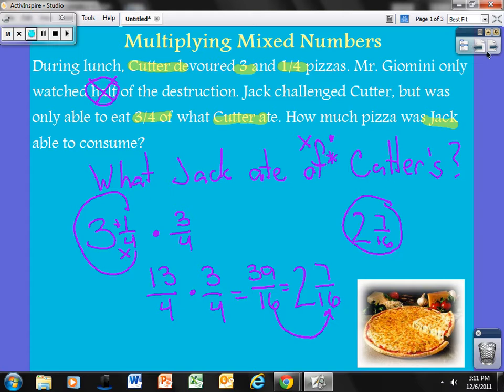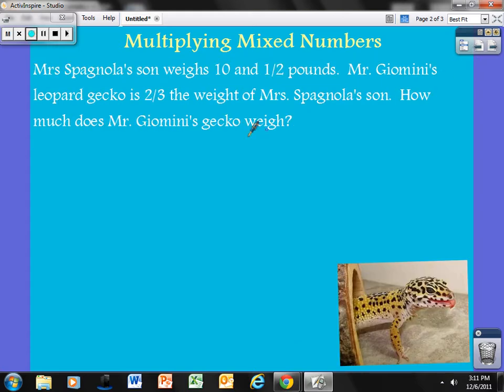If I take a look at another problem similar to this, Mrs. Spagnola's son weighs 10.5 pounds. Mr. Jimmy's leopard gecko is 2/3 the weight of Mrs. Spagnola's son. How much does Mr. Jimmy's gecko weigh? There's a picture of my gecko. It's really not mine, but that's kind of what it looks like. So I know that Mrs. Spagnola's son is 10.5 pounds. The gecko is 2/3 of that weight. So he is 2/3 of the 10.5 pounds.